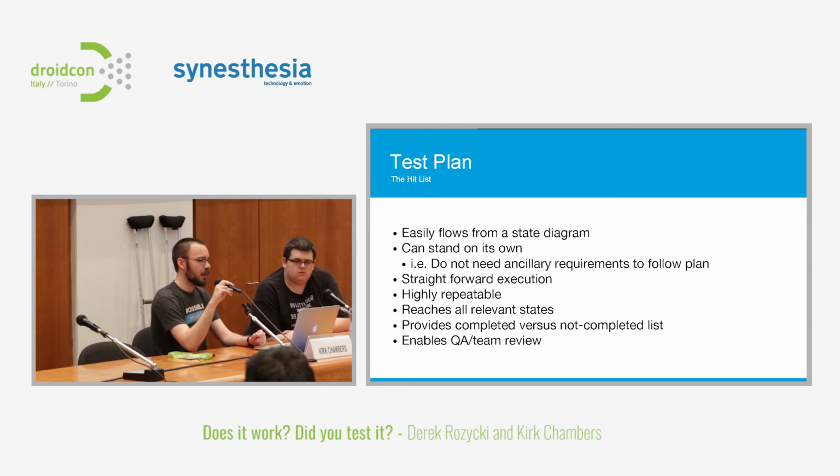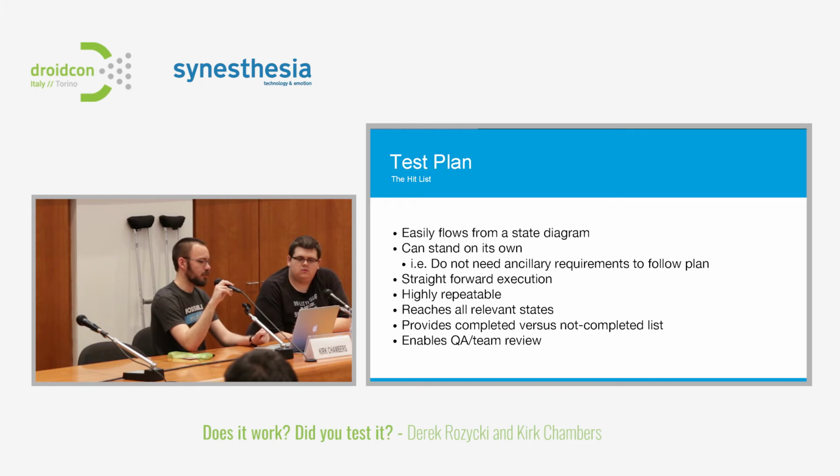Straightforward execution, talked about that. Highly repeatable. That's important because if I'm running it and an automation platform's running it, I want those to give me the same results. I don't want it to fail when I run it, and then when Derek runs it, it fails. That's not good. So these are designed to give pretty repeatable results. Reaches all relevant states. Same thing with that diagram. Since it was built off the diagram, it should, so you're not going to be missing parts of your app.